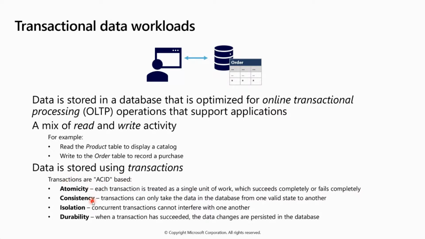Next is consistency. Consistency means whatever data is present in the database, only that data will be taken by the transaction. Isolation means, for example, if I am performing multiple transactions at a time, one transaction is not dependent on another transaction. That is the isolation principle, where concurrent means at a time I am performing multiple transactions. Next is durability. That means when a transaction has succeeded, the data changes are persisted in the database.